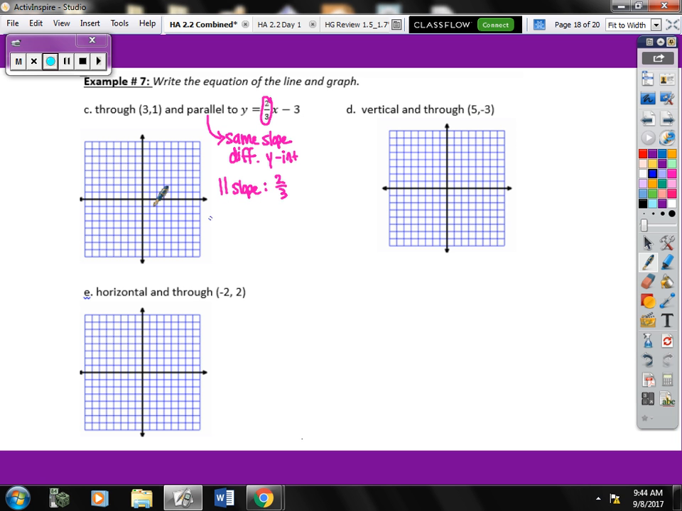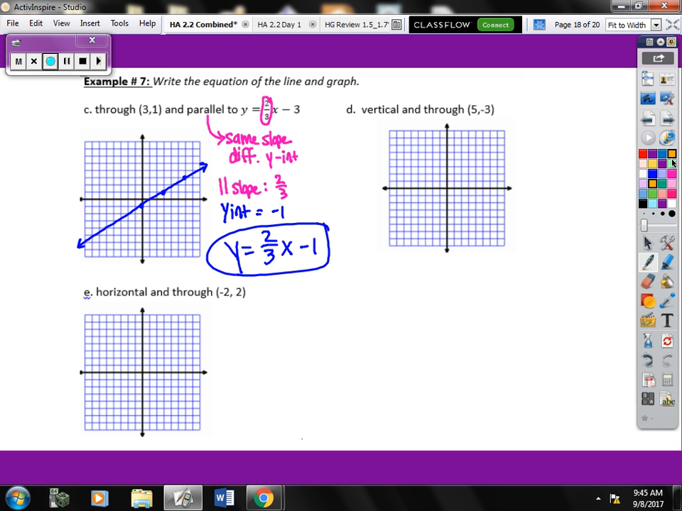So if we want to show the graphing, we would plot 1, 2, 3, up 1. The slope is up 2 over 3. I'll also go down 2 and backwards 3. And then at that point, I can see that my y-intercept is negative 1. And I can plug into slope-intercept. Y equals 2/3 x minus 1.